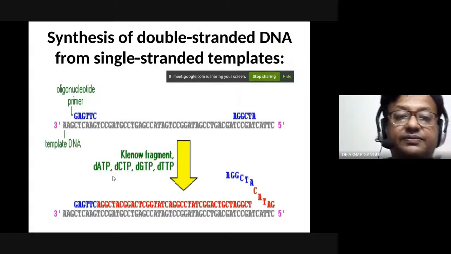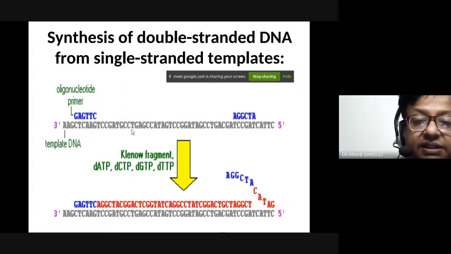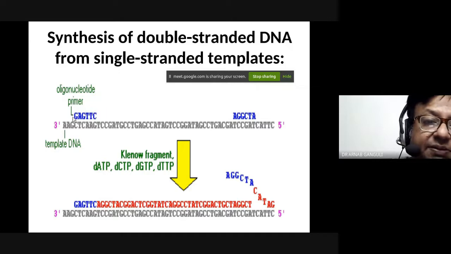So this is a template DNA. You make a small complementary primer opposite to it. You add Klenow fragment, and you give this labeled nucleotide mixture, dATP, dCTP, dGTP, and Klenow fragment. It will synthesize in the 5 prime to 3 prime direction. You will get a fragment.